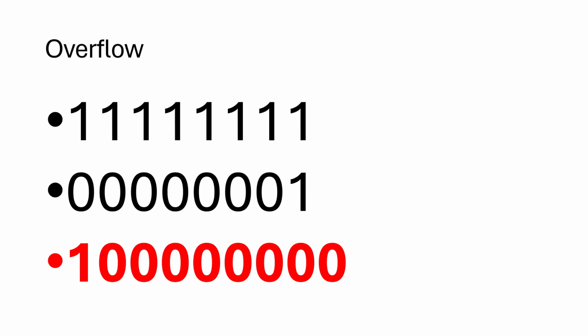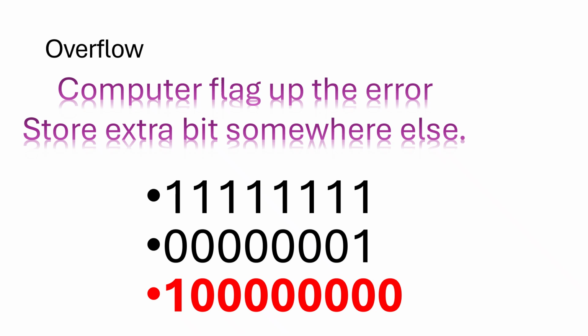And this is called an overflow in computer science. The computer sees it as an overflow. The computer flags up the error, and stores the extra bit somewhere else. So it flags it as an error. A computer is like a logic machine. Everything has to work according to how it sees it. So if it doesn't fit into the 8-bit, then it flags it into somewhere else, another digit, and calls it an error. It is referred to as overflow.